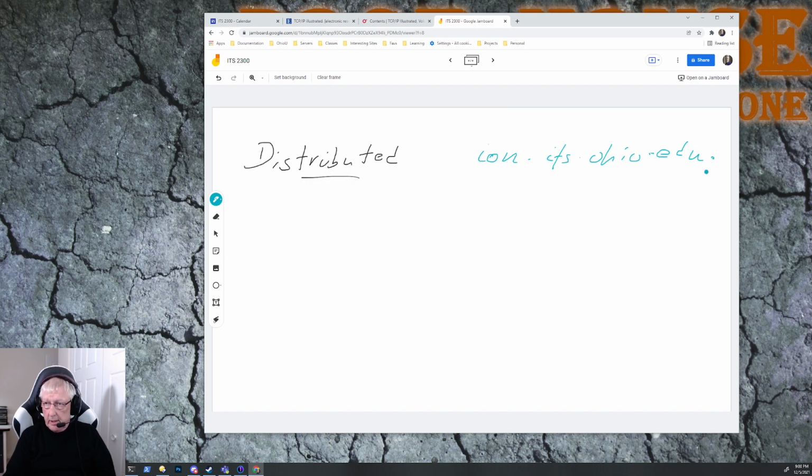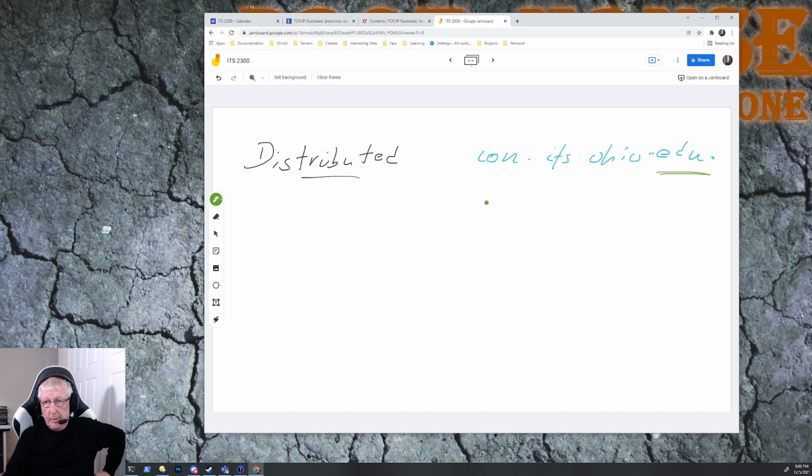All right, so each of these pieces can be administered in different places, and this is where the distributed nature comes from. There is an entity that operates the name servers that have top level knowledge of the edu domain, so they know a little bit. They know where the ohio.edu name servers are located, but no further content.